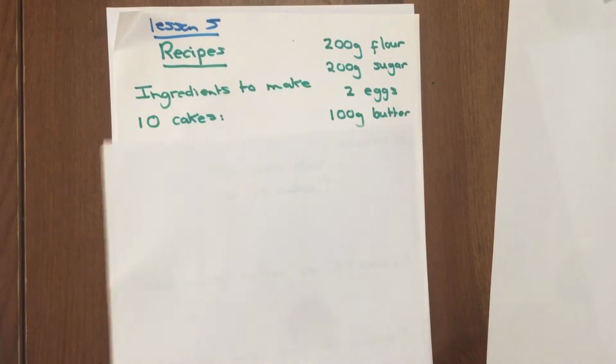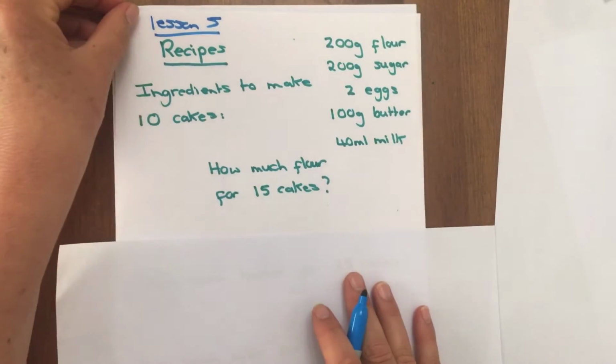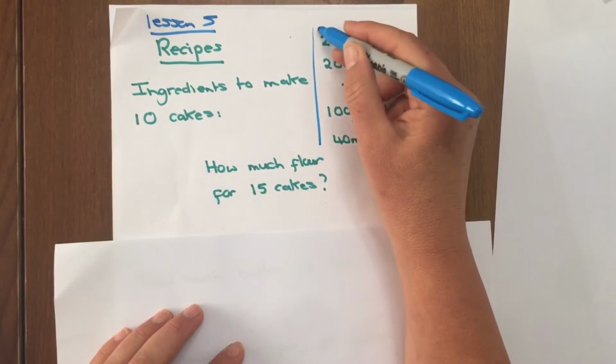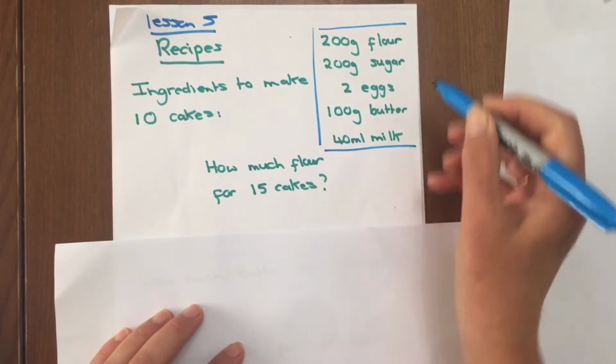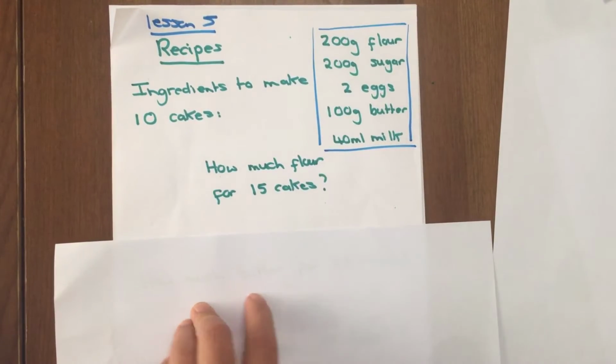Okay, welcome to our last lesson for booklet 10, and the title of this one is recipes. So, you've probably been doing lots of baking at home during this lockdown period. I know I certainly have, and you may have made some cakes, and here are some ingredients of what you put in a cake.